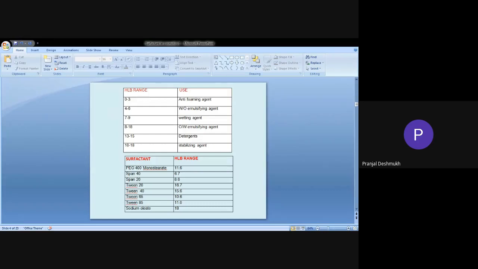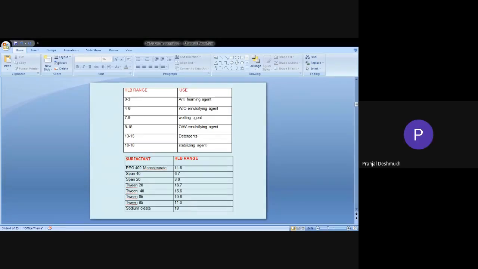Yes, sir. HLB value is present between 0 to 9. What does it indicate? Which type of surfactant is it? If the HLB value is between 0 to 9, and suppose it is between 9 to 18, tell me both.